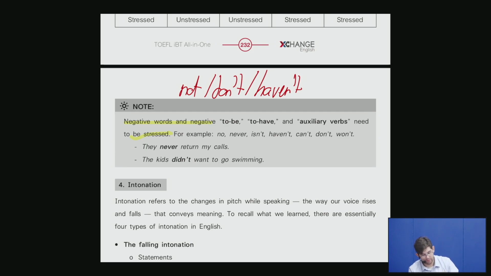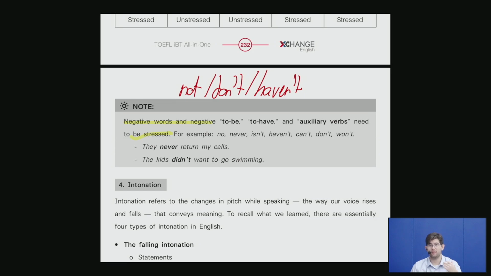So in our example, they never return my calls. Never here is quite important, so it needs to be stressed. They never return my calls. And you can hear the energy behind that never, the finality behind that never. They never call us. They never return my calls. And the last one, the kids didn't want to go swimming. And even as I say that, you can hear me, I'm putting air into that didn't. The kids didn't want to go swimming. All right?